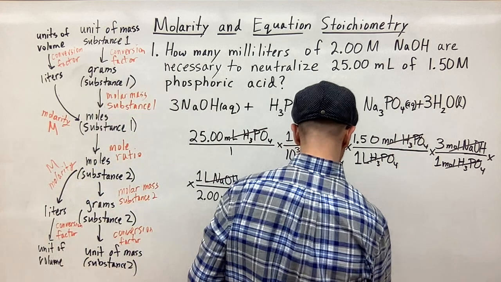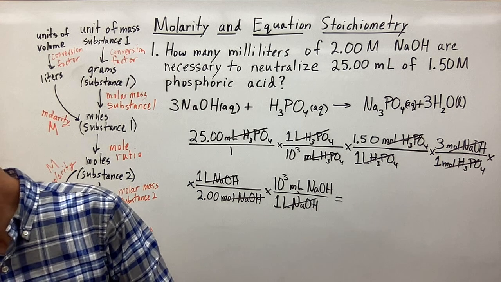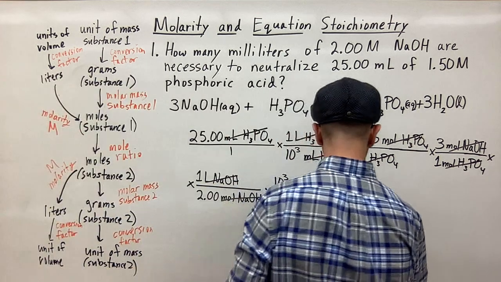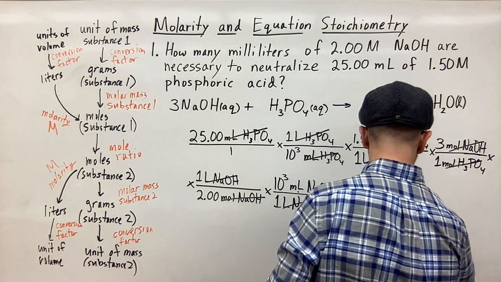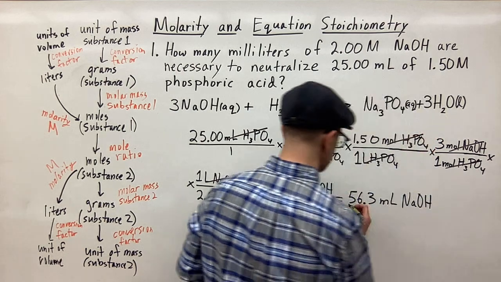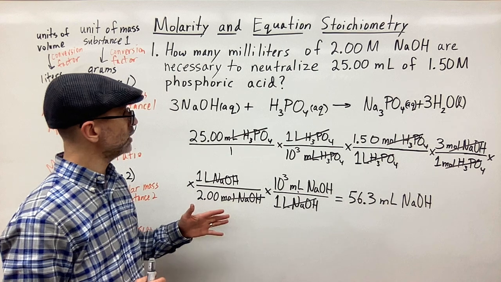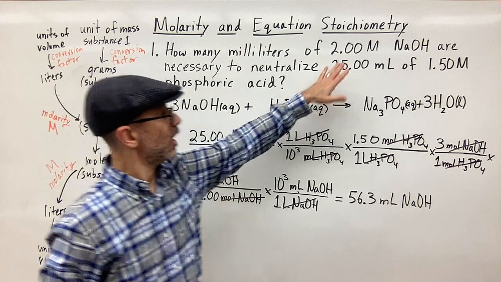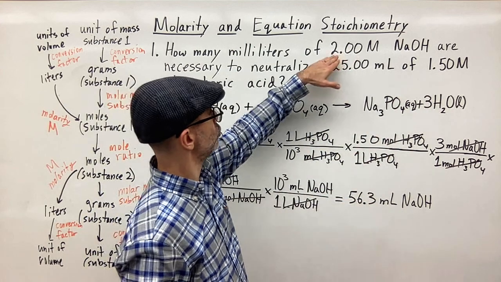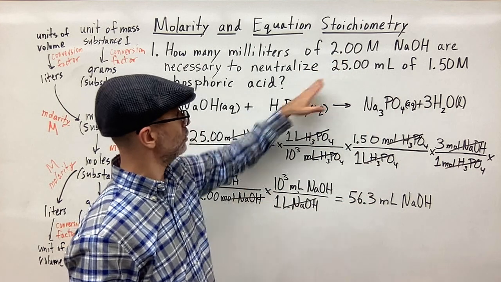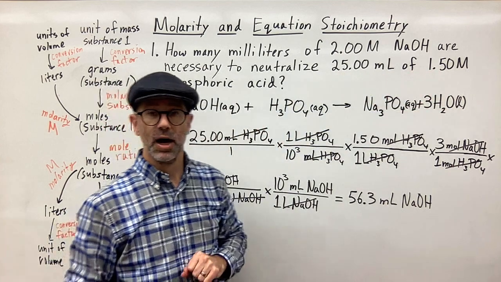And when I do that, what did I get? I get 56.3 milliliters of NaOH. So this is the volume of NaOH that's required to neutralize completely 25 milliliters of this 1.50 molar solution. So 56.3 milliliters of this 2 molar NaOH solution is required to neutralize 25 milliliters of this molar solution of phosphoric acid.